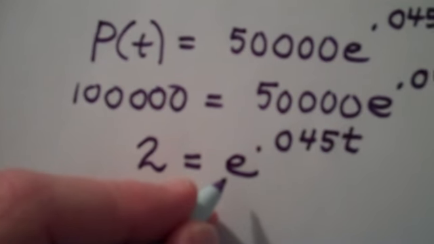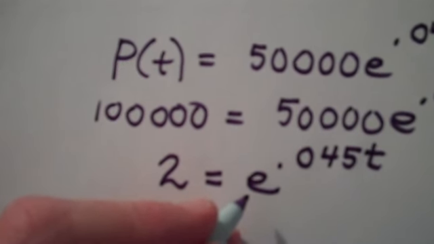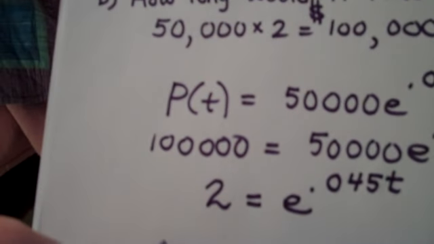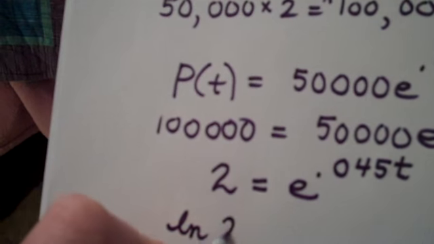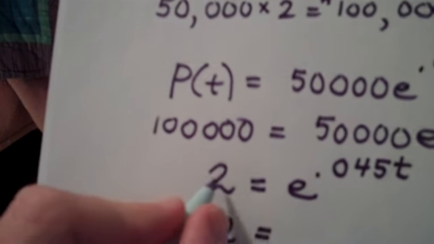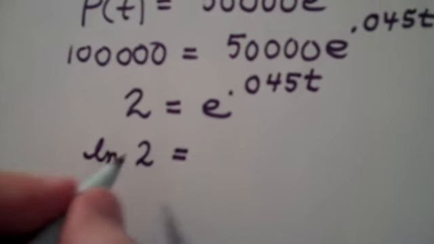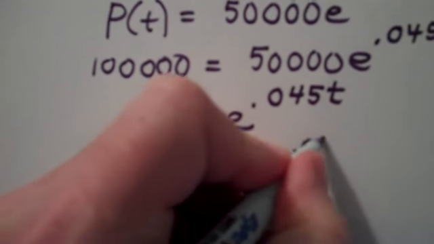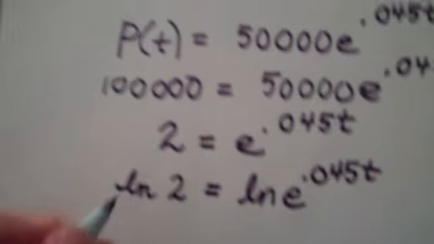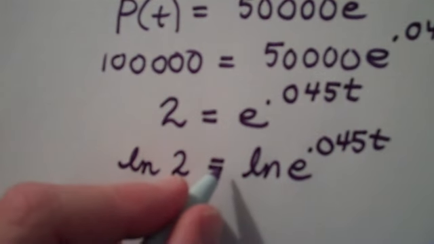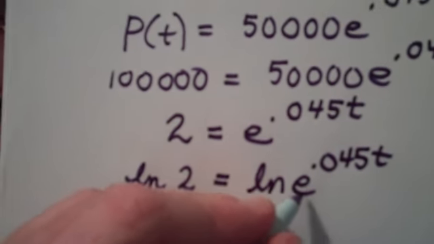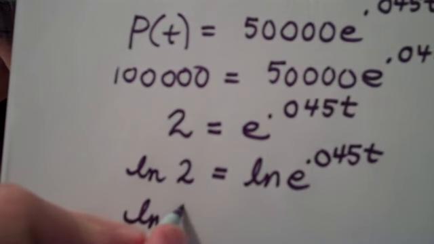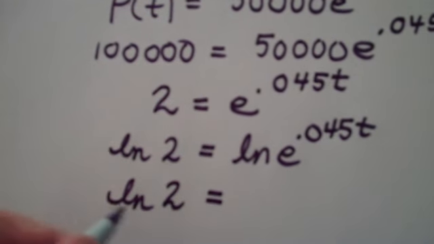Now, what's kind of cool about this problem, we have Euler's function here, correct? You know what function is the inverse of Euler's? It's the natural log. So, if I very cleverly take both sides of this equation and put it into the natural log function, I end up getting that the natural log of 2 is equal to the natural log of e to the 0.045 t power. This side right now is the natural log of 2.